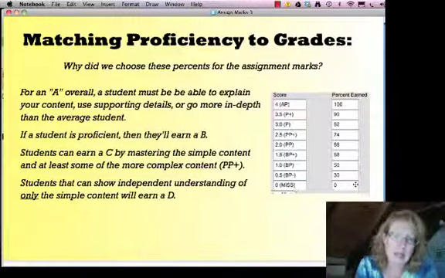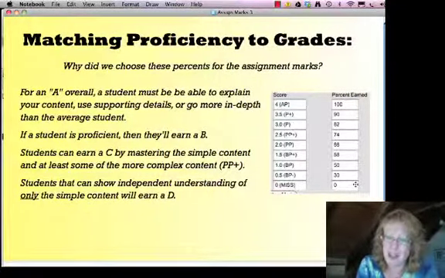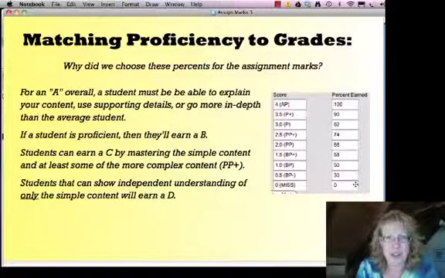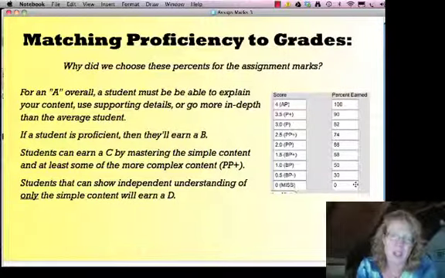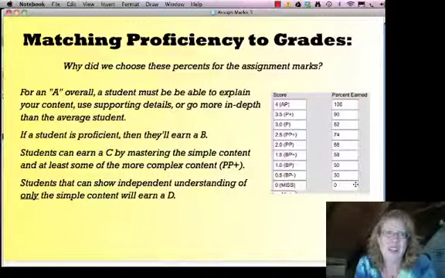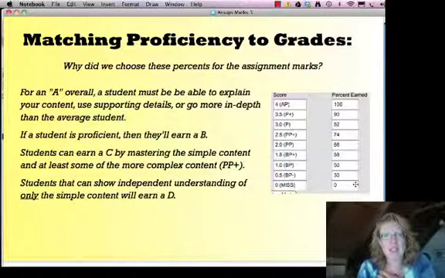And a D was pretty easy to get, really. A D in my class, you can show me that you got the simple stuff, and you're starting to get maybe a little bit of the harder stuff. But for the most part, you can kind of walk in and do the easy stuff. That's a D. So that was my philosophy in terms of how those are.